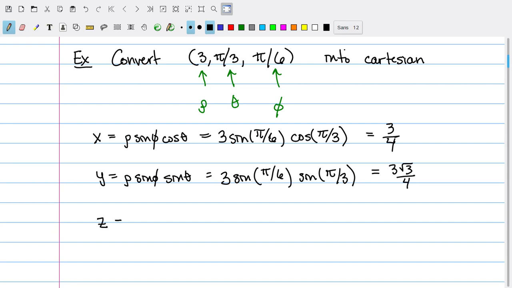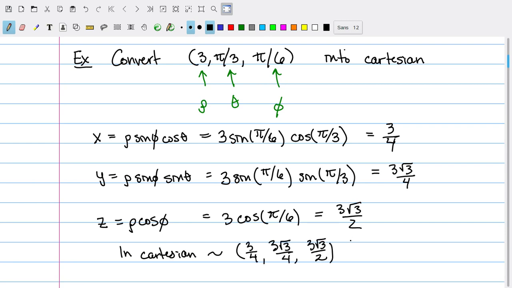Finally, z is given by rho times cosine of phi, which is just going to be 3 times cosine of pi over 6, which is 3 root 3 over 2. So that does it. The corresponding point in Cartesian coordinates is x equals 3/4, y equals 3 root 3 over 4, and z equals 3 root 3 over 2.